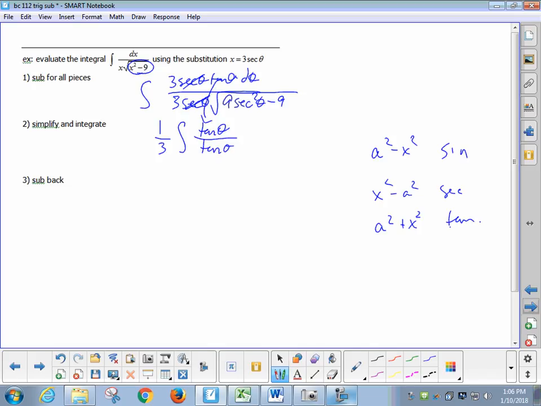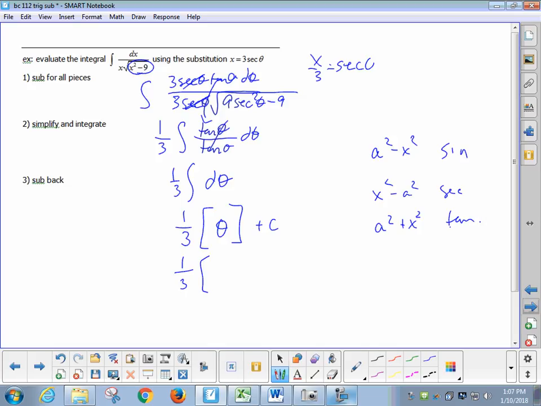And that doesn't even get any easier than that. That means you're just integrating d theta. Well, if you can't integrate that, then get out. What's the antiderivative? Theta plus c. And this is actually not too bad either. I don't even have to draw the triangle, really. I could just look at x over 3 equals secant theta and say that theta must be inverse secant of x over 3. Okay?